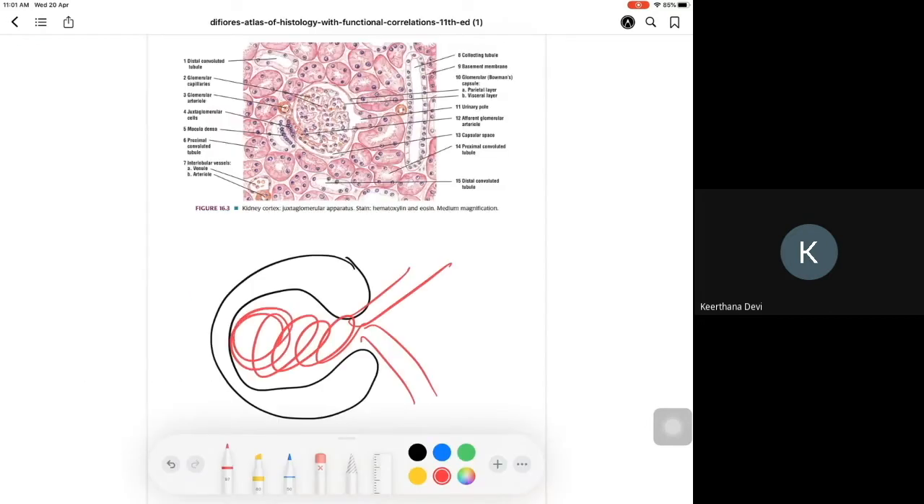What do you all think? Is this correct or not? The Bowman space is looking like a blind pouch here. The Bowman space continues as the proximal tubule. So that you have to remember.